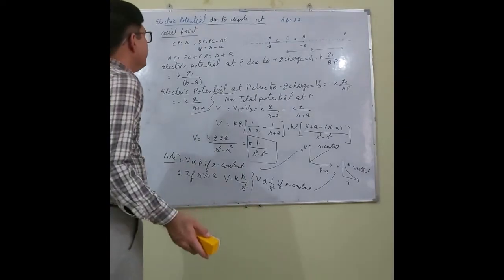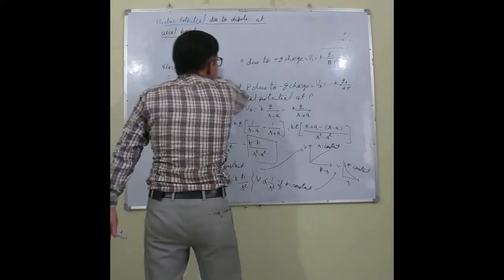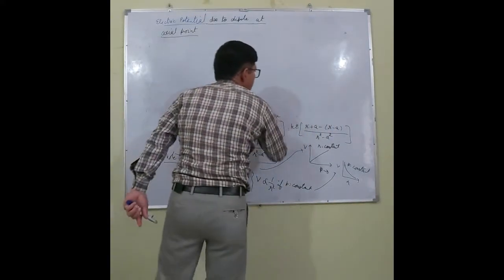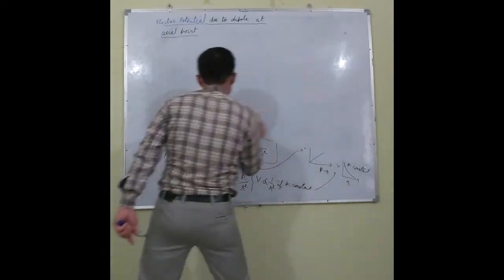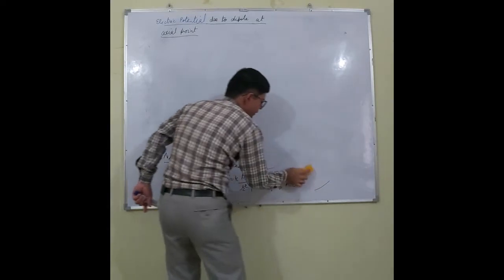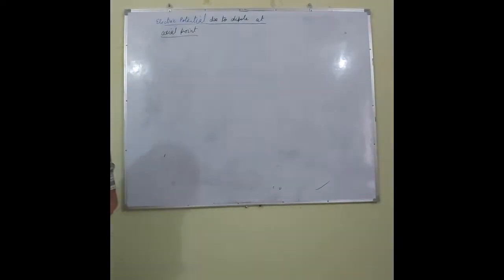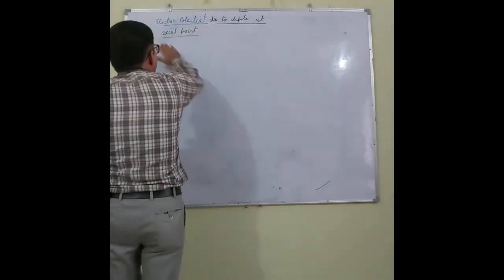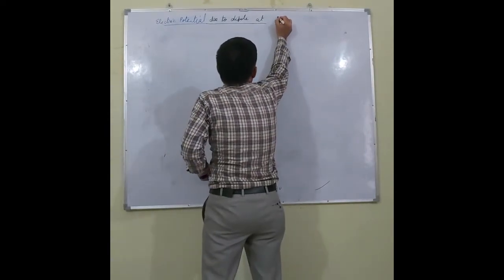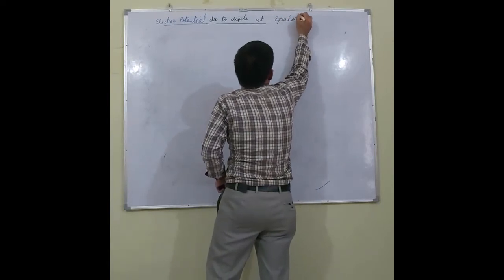Next is electric potential due to a dipole at an equatorial point. What is the equatorial line? Equatorial line, all of you know, it is the perpendicular bisector of a given line. No, here let me write here: equatorial point.